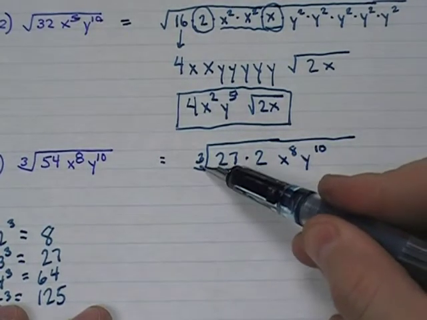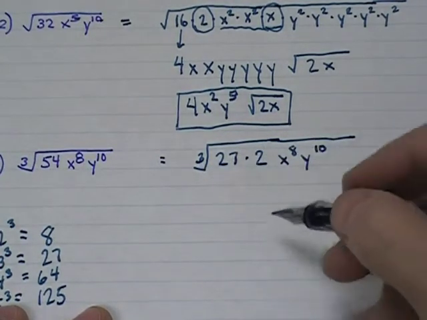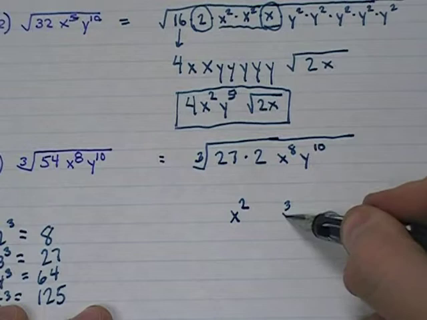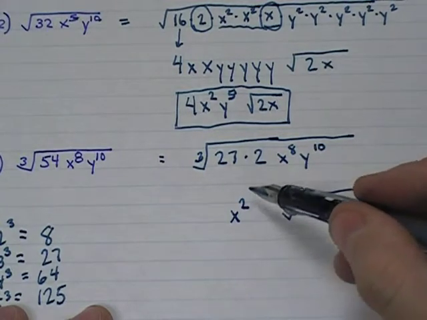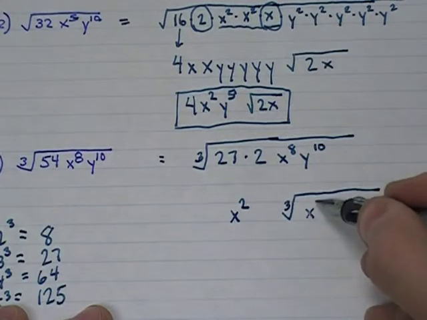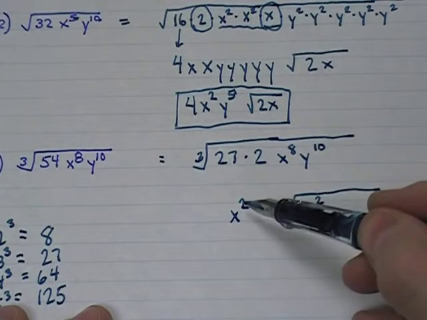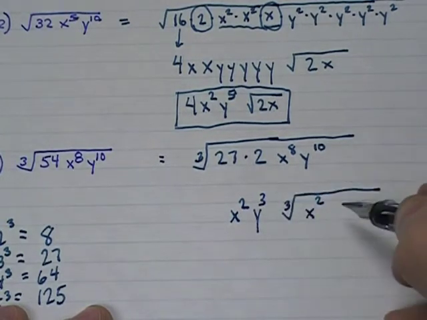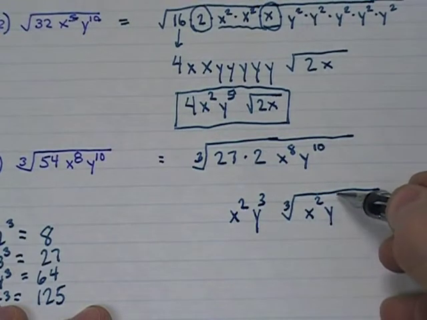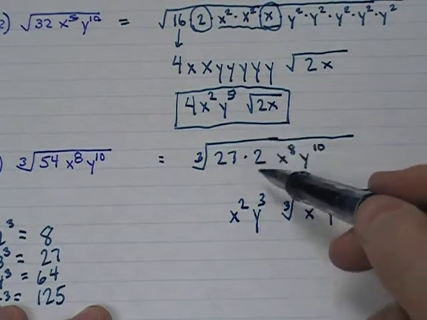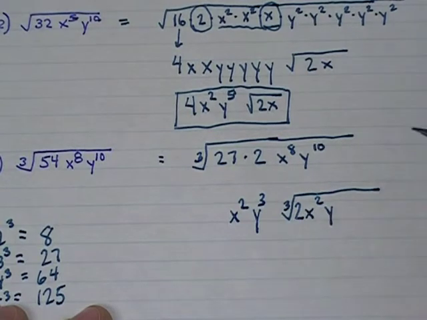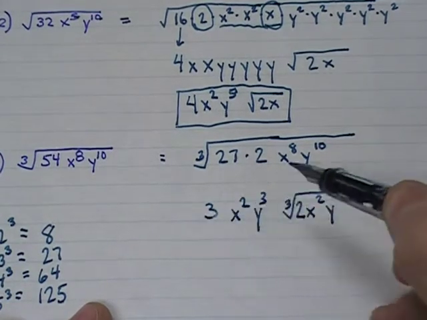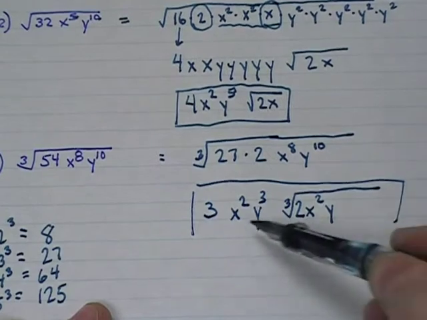I'm going to say, how many times will 3 go into 8? It goes 2 times, with how much left over? 3 goes into 8 2 times with 2 left over. How many times does 3 go into 10? It goes 3 times with 1 left over. And then, of course, I can't take the cube root of 2, so it's going to stay in here. I can take the cube root of 27. The cube root of 27 is 3. And there is your simplified radical.